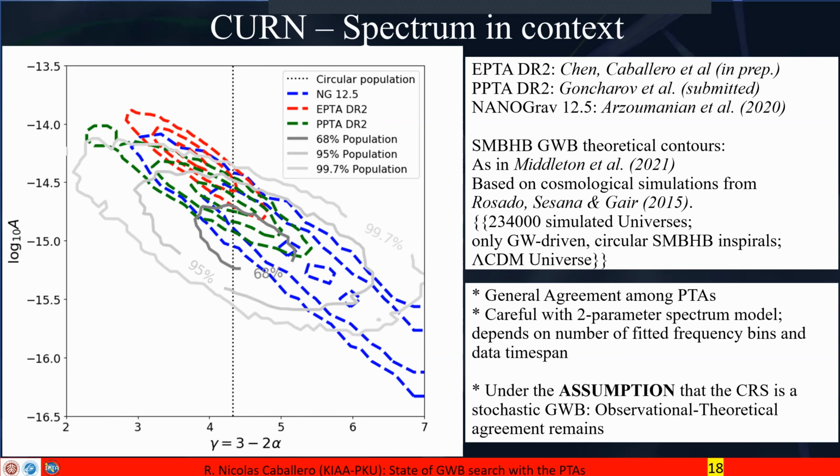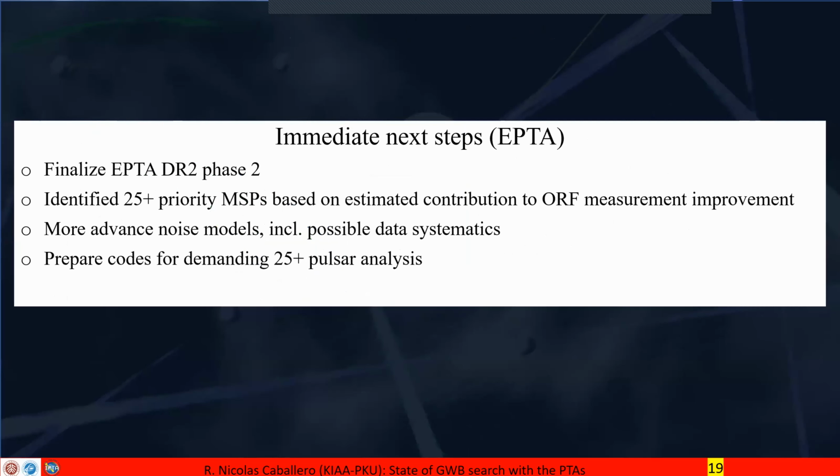So what we're going to say here is that under the assumption, and I highlight the word assumption here, that this common red noise is a stochastic gravitational wave background, we are glad to see that there is still an agreement between theory and observation. And we hope that in the coming future we will be able to give some more observational constraints on cosmological models.